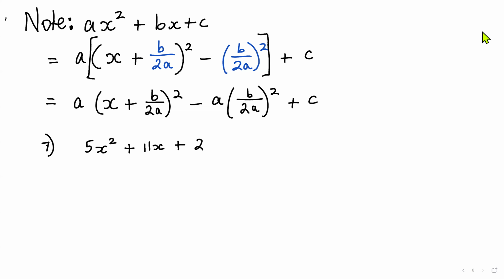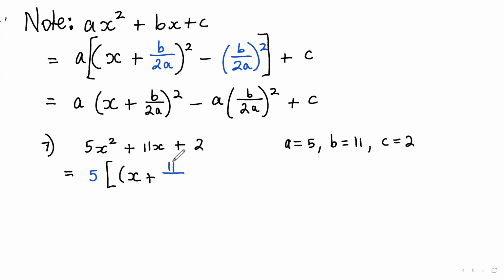B and C. Miss, A would be 5. Yeah, A is 5. What is B? 11. And C is 2. All right, so let's substitute those values in the second line, guys. So A is 5, so that goes on the outside. And then in the square brackets, I have x plus B over 2A. What is B over 2A? What is B? 11. And 2A, what is A?